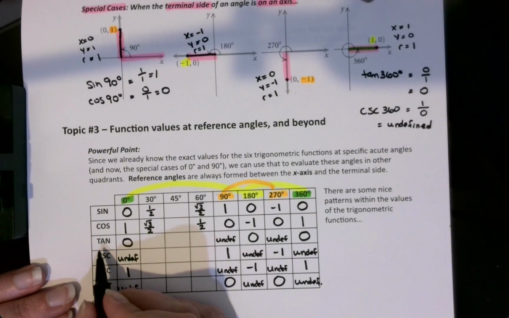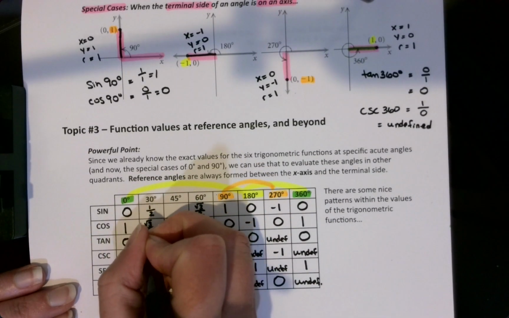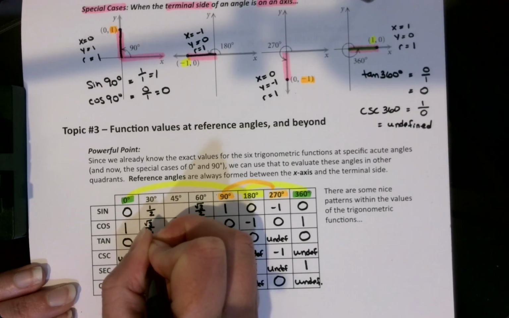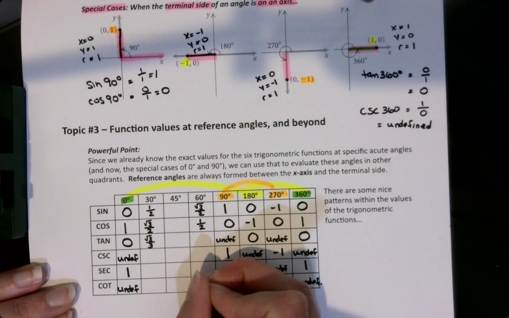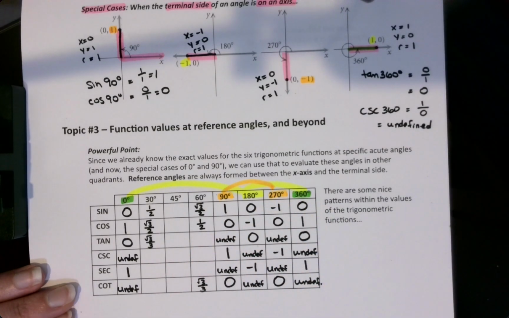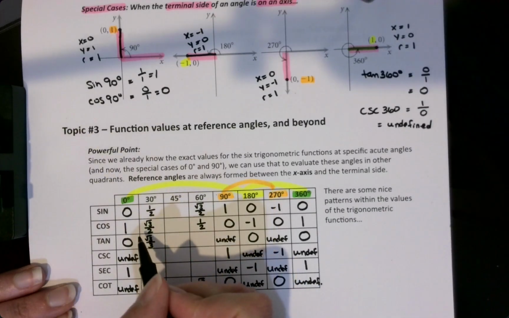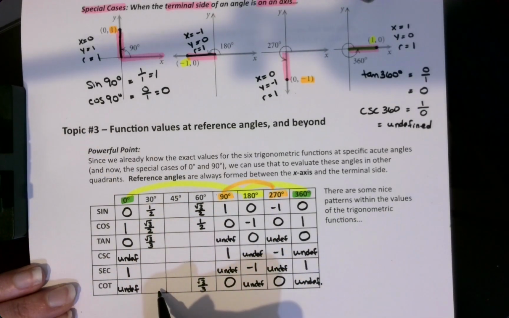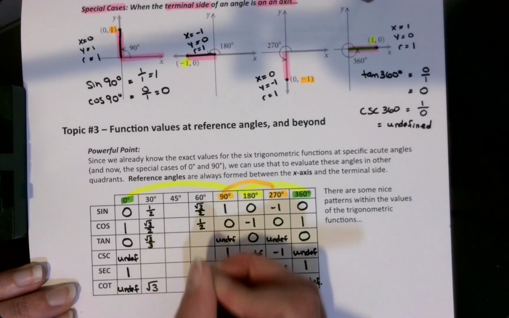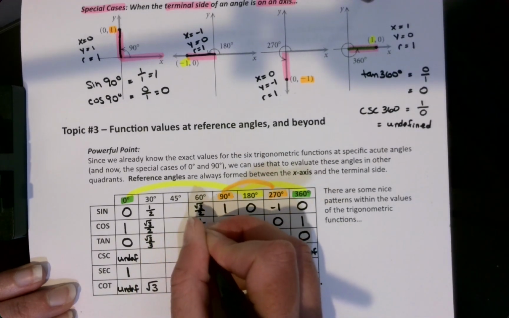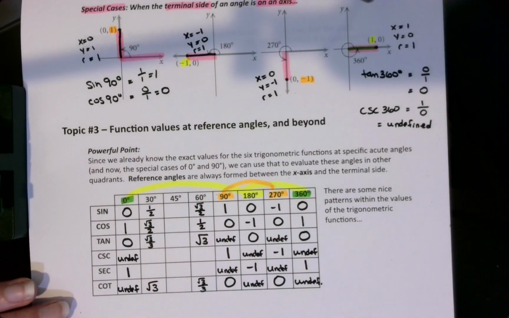The tangent of 30, that was square root of 3 over 3. And that matched up with the cotangent of 60. So this one's also square root of 3 over 3. While we're doing tangent and cotangent, let's finish the cotangent for 30. That one is square root of 3. Pairs back up with the tangent for 60 as square root of 3.